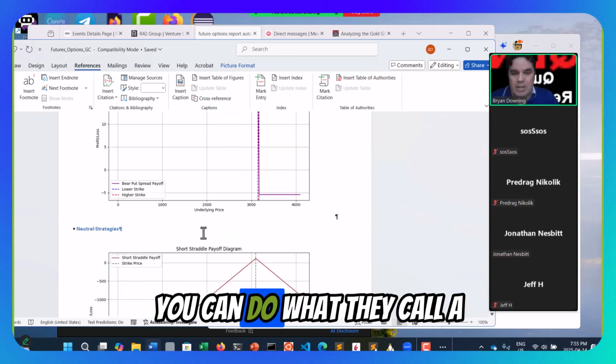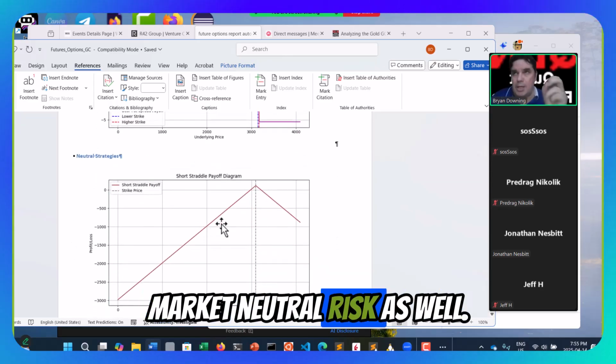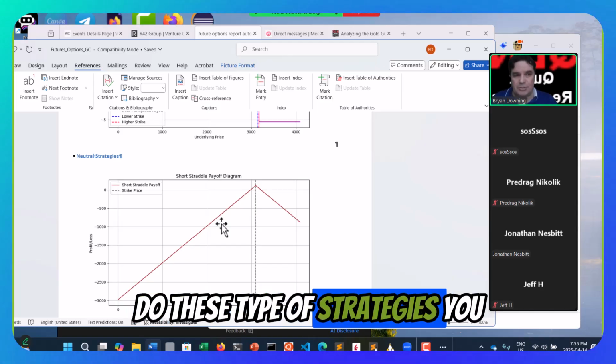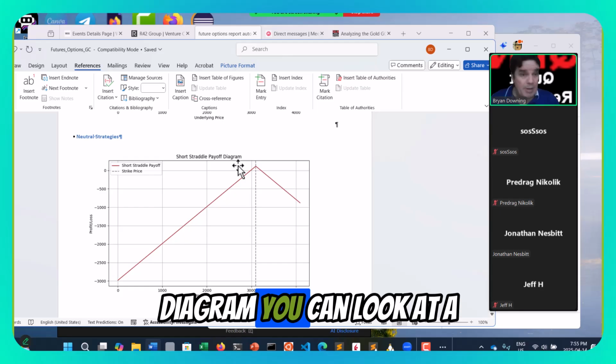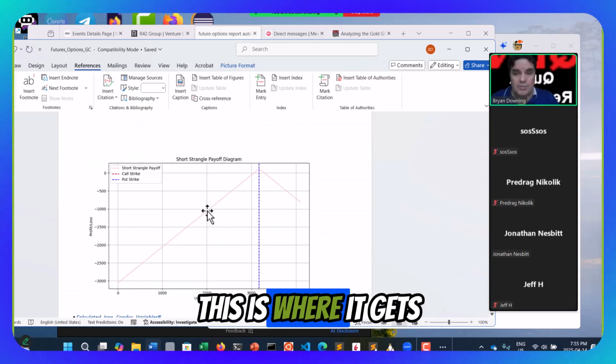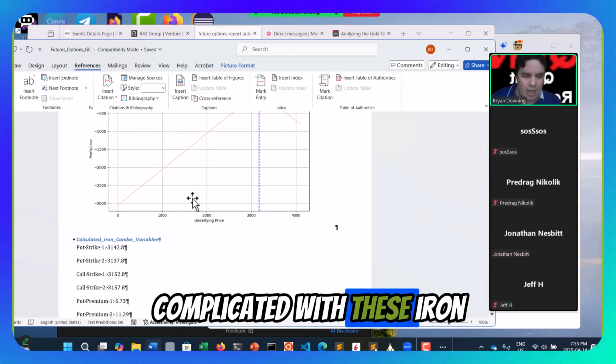Okay, so then you could do what they call market neutral risk as well. So if you're not sure, you can do these types of strategies. You can do a short straddle payoff diagram. You can look at a short strangle as well. Okay, this is where it gets complicated with these iron condors.